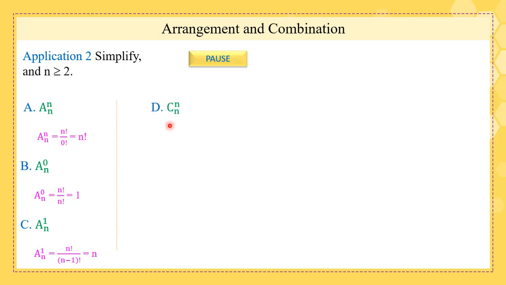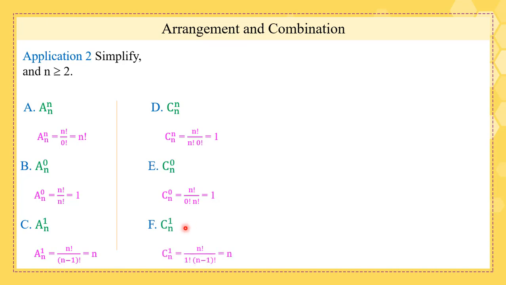Now this one, this is equal to 1. And this combination, this is also equal to 1. Now this combination, this is n factorial over (n minus 1) factorial, which is n.